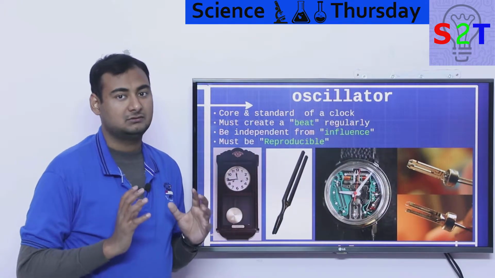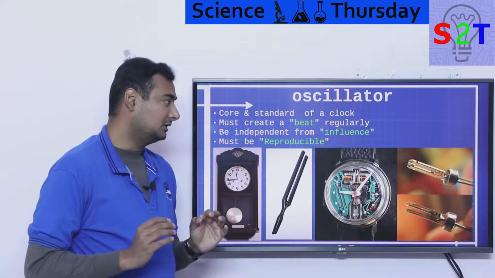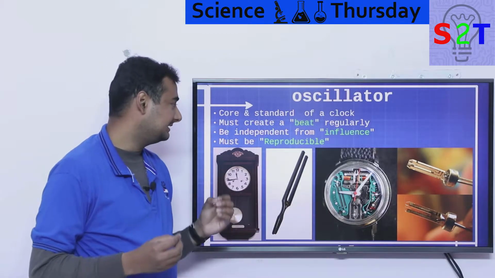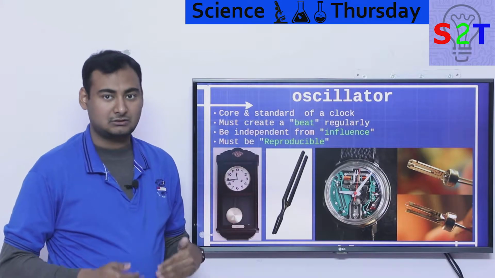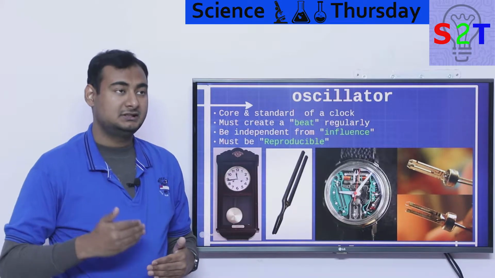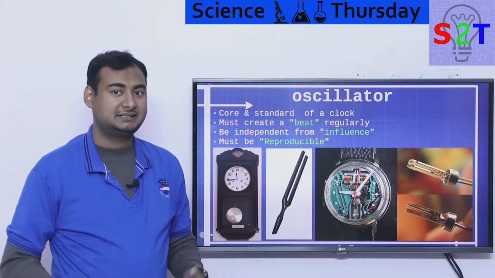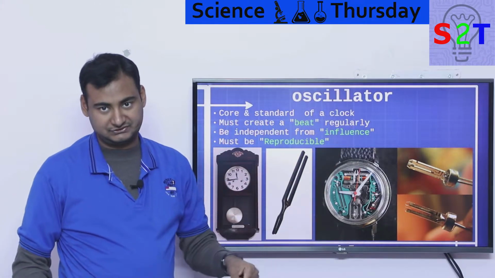So all clocks basically have an oscillator. So what is this oscillator? Basically it's the core and the standard of a clock. The clock is telling you 5 seconds have passed, 10 seconds have passed. How the heck does it know? It knows because of the oscillator.